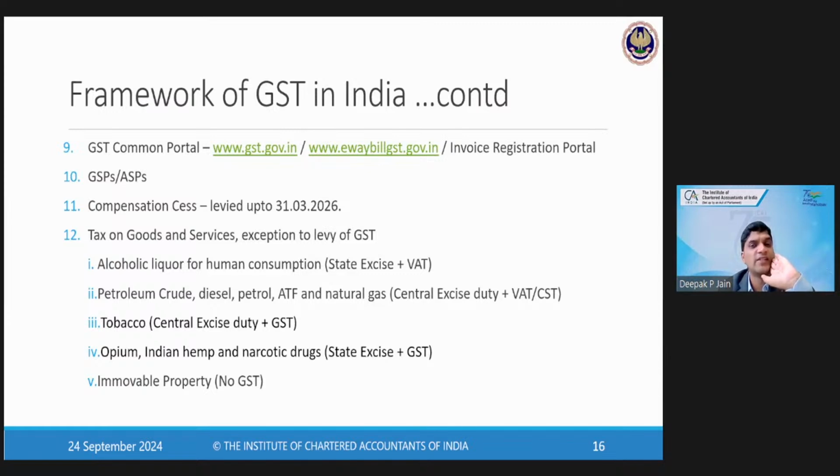Sir, I have IGST credit and I don't have any liability in IGST. Yes. So I can use it for credit for CGST or SGST. Yes, you can utilize it for both CGST or SGST, in any order you can utilize.